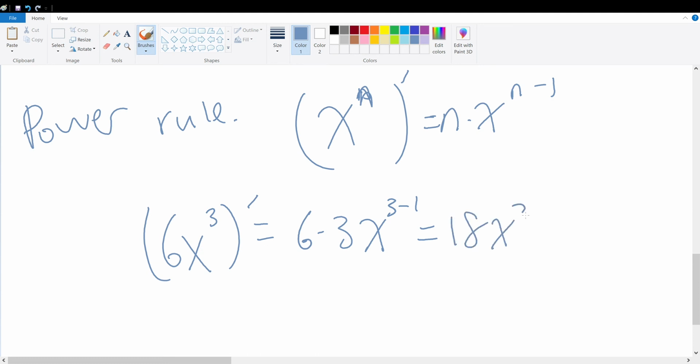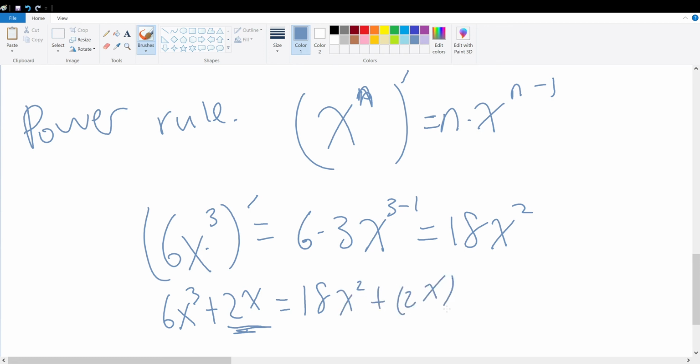That's essentially how I take derivatives with the power rule. And if you have, let's say, another term at the end of this, so let's say 6x cubed plus 2x, you essentially do the same with 2x. So we already found out that 6x cubed's derivative is 18x squared, plus 2x's derivative, which will be 18x squared plus 2. Now that's essentially how to take derivatives.